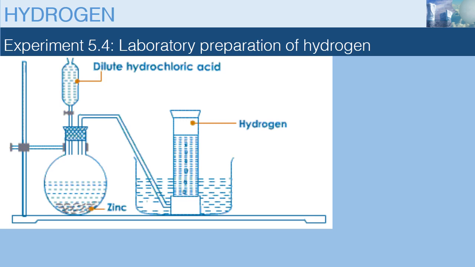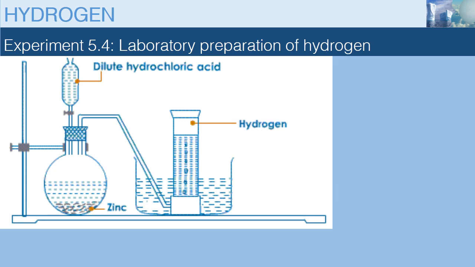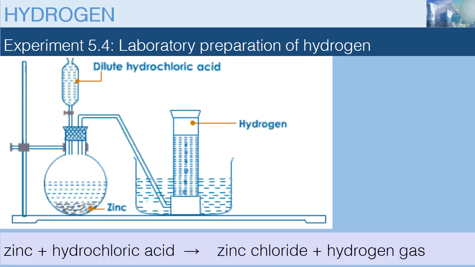Now, dilute hydrochloric acid is delivered into the round bottom flask containing zinc, and a reaction begins to happen, forming zinc chloride solution and hydrogen gas, which is collected by over water method. Notice that we are collecting it over water, meaning the gas that is here is wet. The reaction that takes place in the round bottomed flask is shown as follows: zinc reacting with hydrochloric acid to form a salt and hydrogen gas.